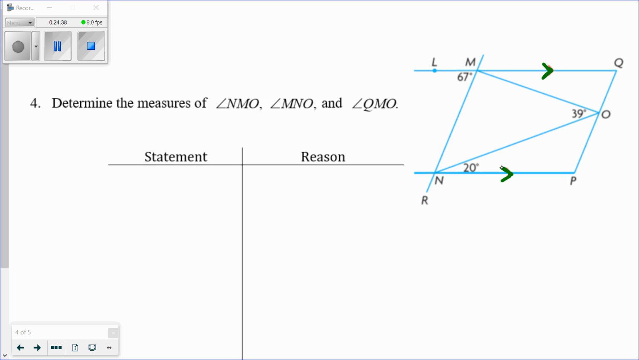That's okay. Okay, so determine the measures of NMO, MNO, and QMO. So we need to figure out what those ones actually are. So NMO, so we need to figure out this. MNO is going to be right here. and QMO.